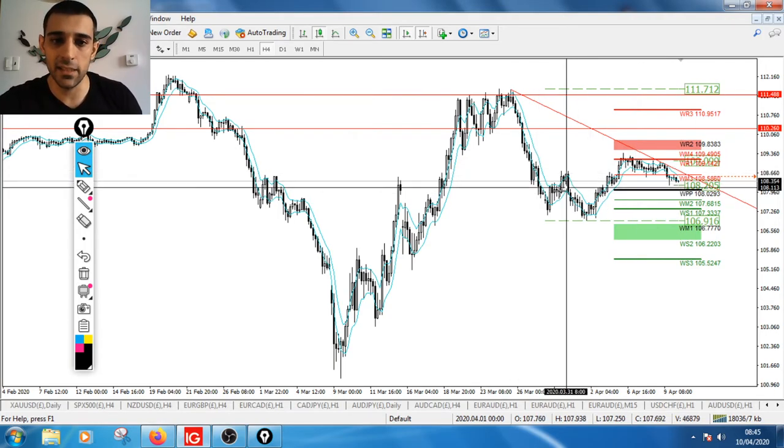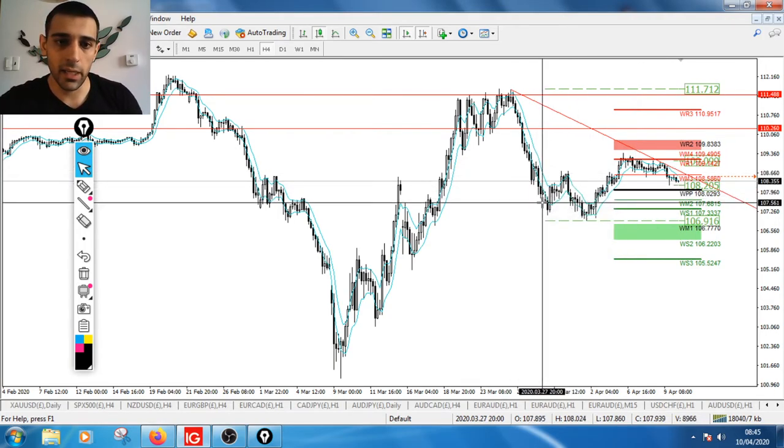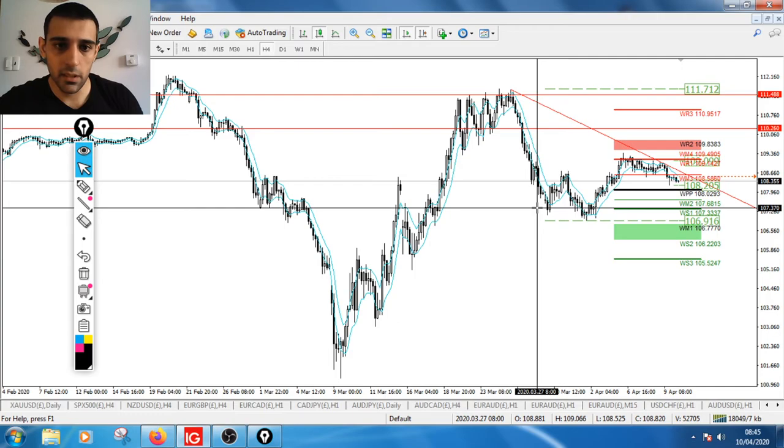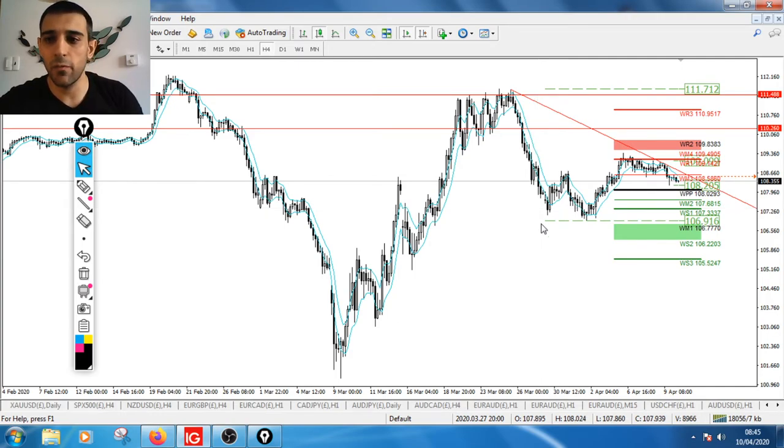So for this instance, the second target might be just down. Let's see what we have. The second target will be around 107.40. We've got some price action going on there, and also there's a weekly S1.